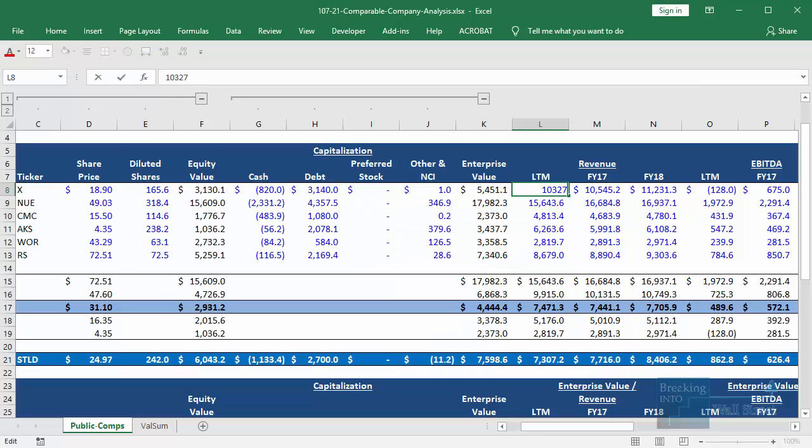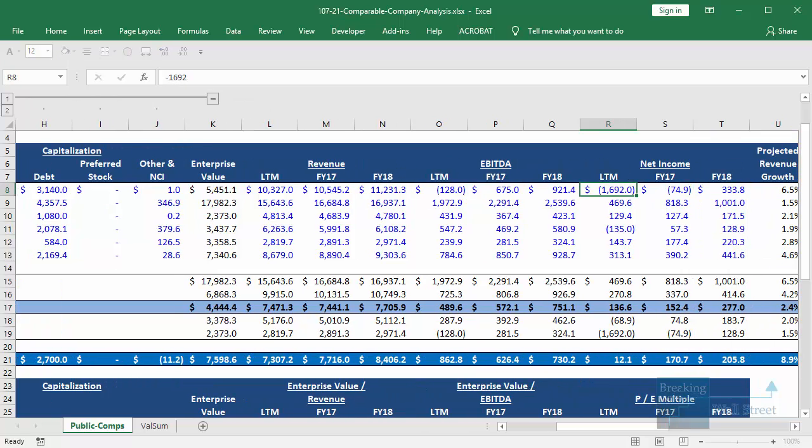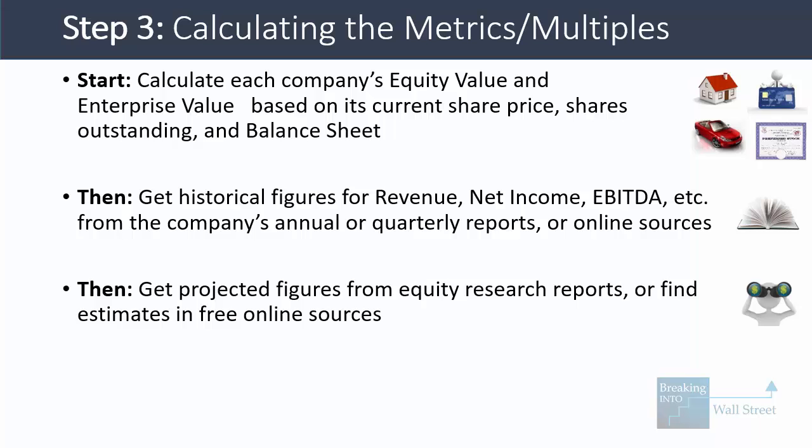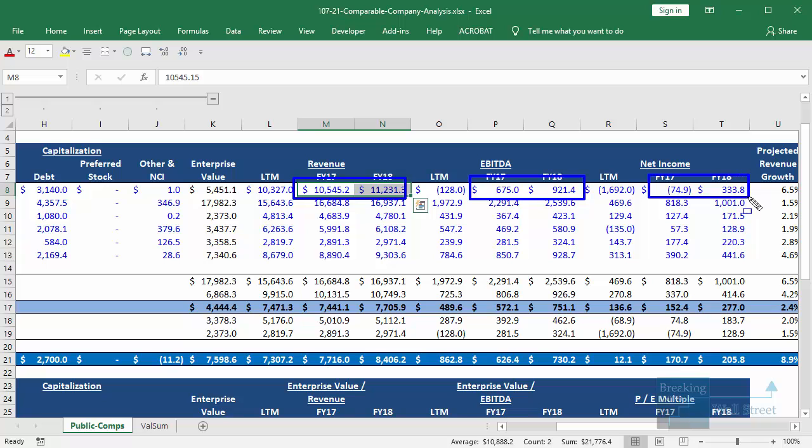Here, we just looked these up quickly in United States Steel's filings. So we got all these on a last 12 months basis from there. And then for the projected numbers, you can find these in equity research, or as you'll see in a little bit, you can also look them up for free in some online sources and sites that track this type of thing. So for the projected revenue, in this case study, that's exactly what we did. Same for projected EBITDA and same for projected net income.